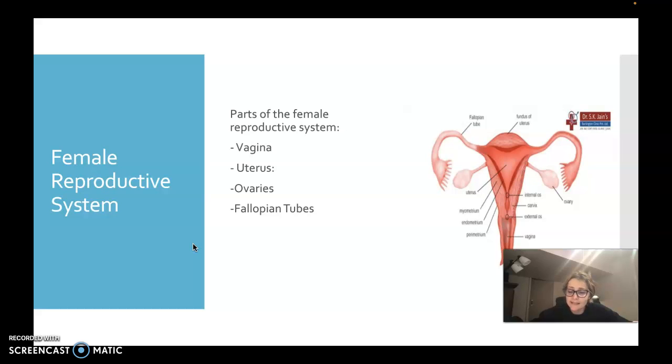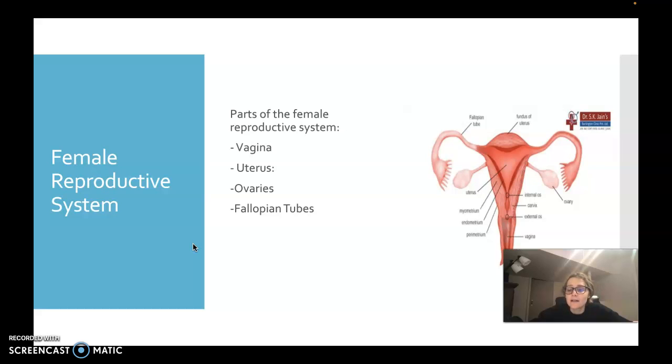The cervix has a canal attached to it, and this canal will allow the sperm to enter and the menstrual blood to leave. The third organ that we're going to be talking about today are the ovaries. These are very small oval-shaped glands that are located on both sides of the uterus. They produce eggs and hormones.